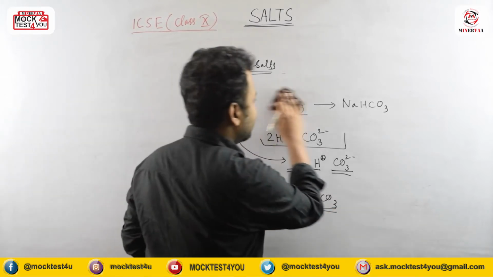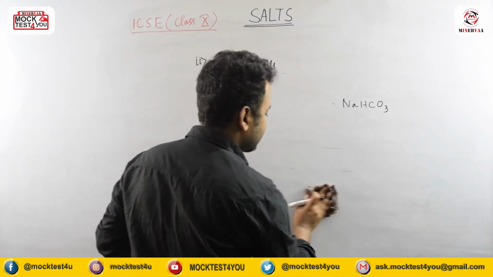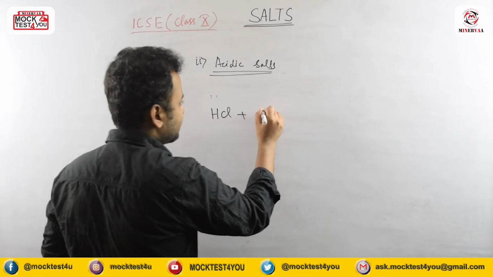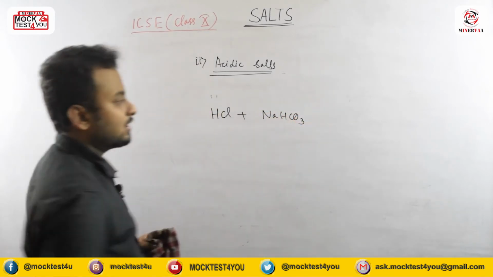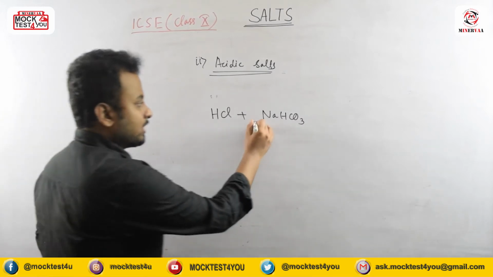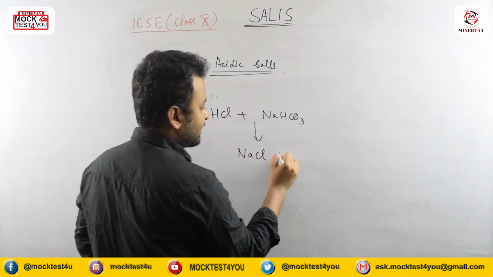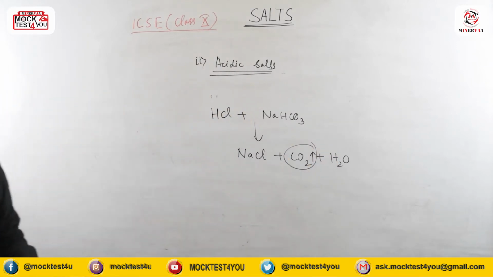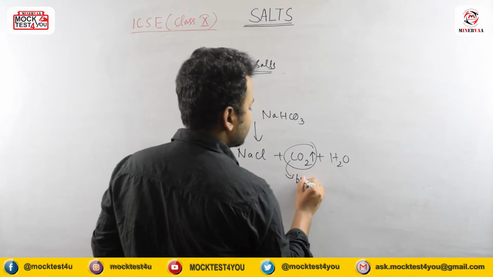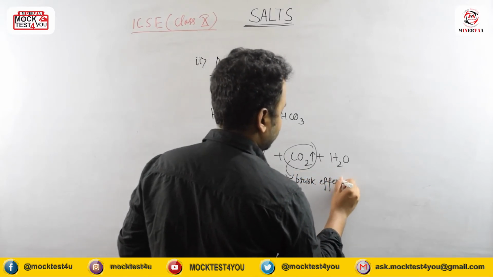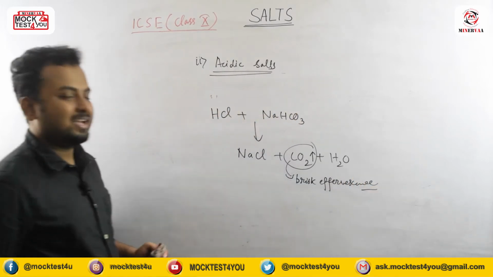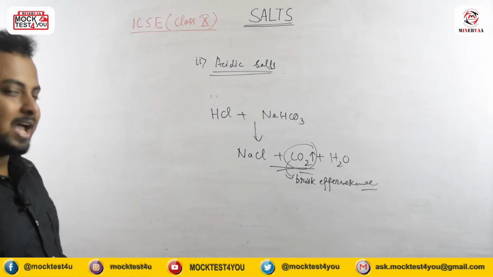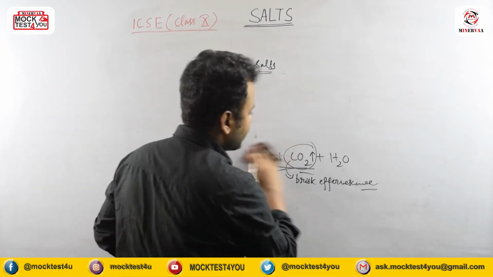In the previous class we have seen that sodium bicarbonate reacts with acids, which is also a very popular reaction. For example, HCl plus NaHCO3. Acid is reacting with sodium bicarbonate to give a salt plus CO2 plus H2O. Carbon dioxide will be evolved and we will get brisk effervescence, as we have already seen in the earlier classes, right students?